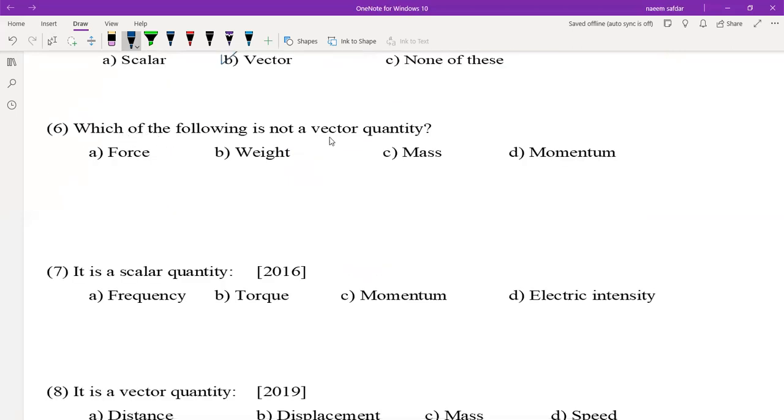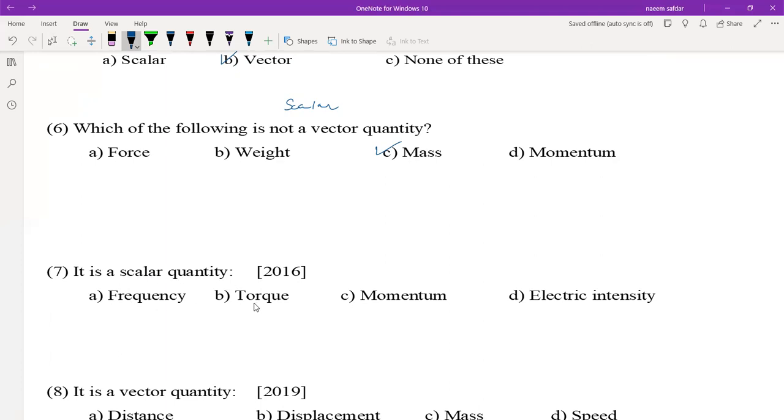Which of the following is not a vector quantity? Means we have to choose scalar. Force is a vector quantity. Weight of body always acts vertically downward. Weight is a vector quantity. Mass, quantity of matter. Mass has no direction. Mass is a scalar quantity. Momentum is a vector quantity. So correct option is C option, mass.